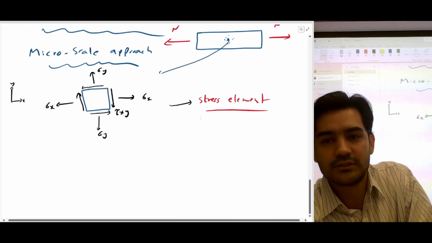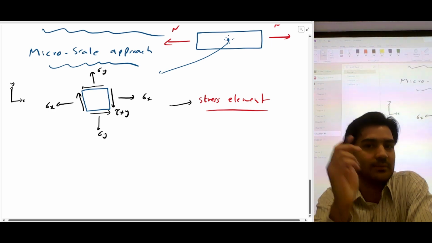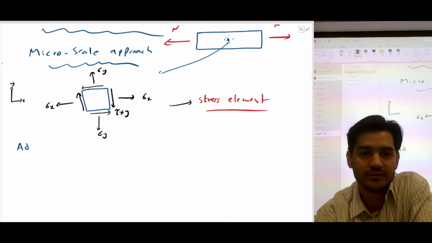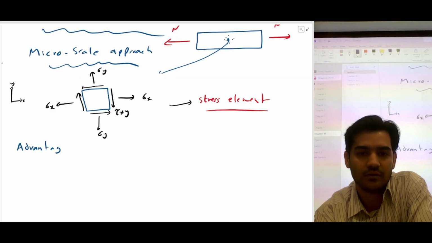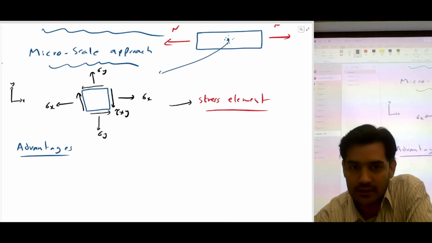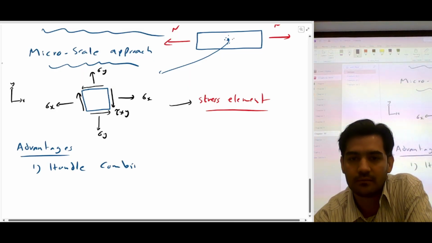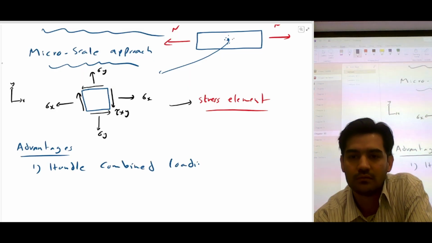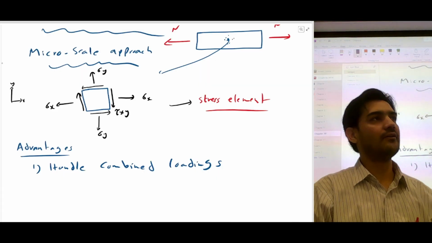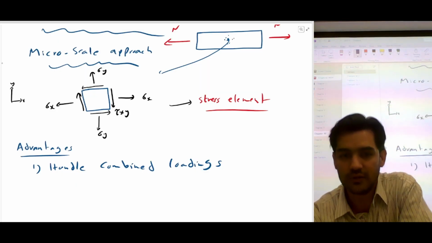So I'm going to give you some advantages of why we are studying this micro scale approach. Why don't we just use a macro scale approach? Because this micro scale approach has certain advantages. So why we are using the stress element is because it can easily handle combined loadings, right? So it can easily handle combined loadings. That's why we have used this stress element by considering all those combined loadings.